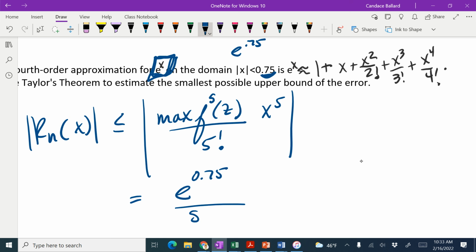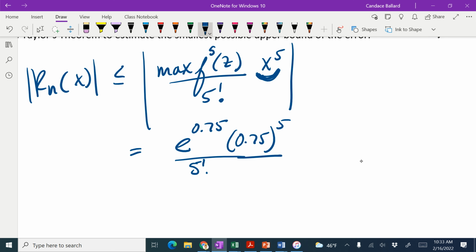All right. The 5 factorial comes from the formula. And then I want to plug that value that we're evaluating in, so that 0.75, that biggest value, to the fifth power. And this is still less than or equal to. All right, put it in your calculator. You can put it into Desmos or your calculator.